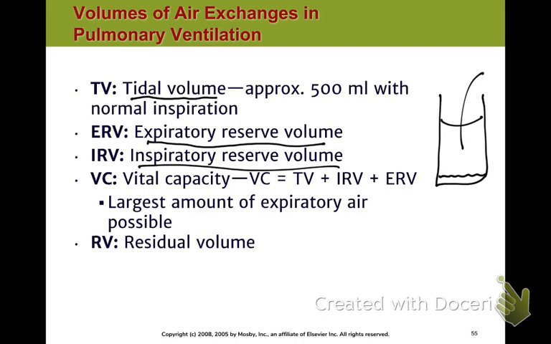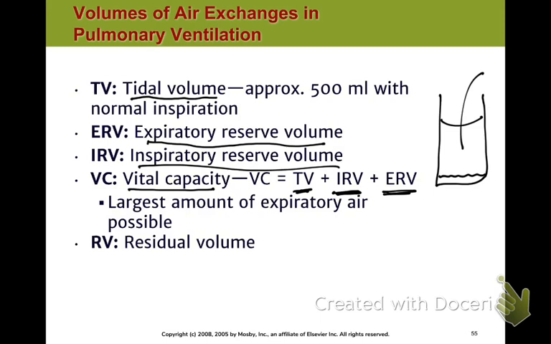So your overall amount of lung volume is called your vital capacity. And it makes sense. It's your normal amount that you can breathe, adding to it any extra air that you could normally breathe, plus anything that would be left over in your lungs even after you forcefully expire. It's the largest amount of expiratory air possible.